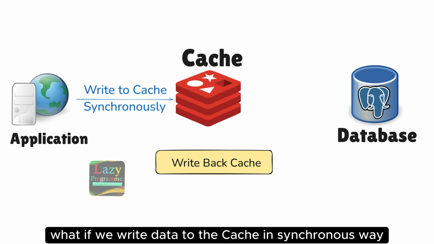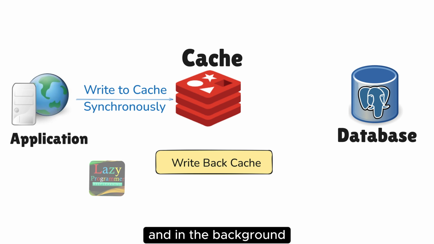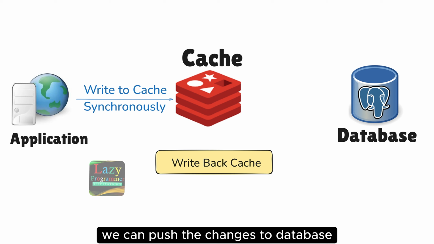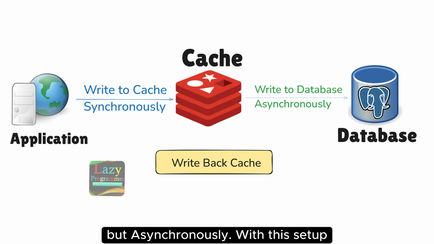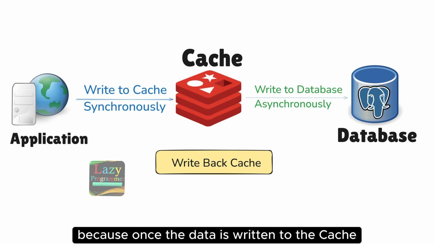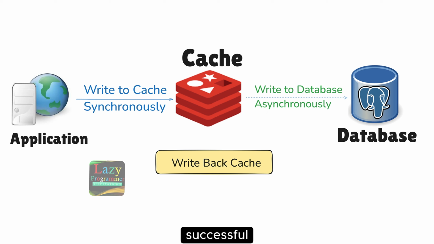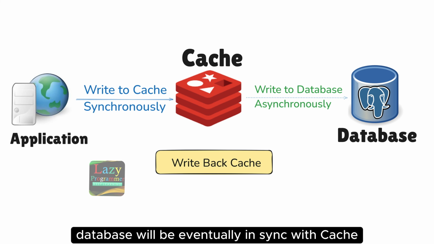What if we write data to the cache in a synchronous way and return the control back to the application? And in the background, we can push the changes to the database, but asynchronously. With this setup, we can not only enjoy the benefits of reduced read latency, but also the write operations are optimized, because once the data is written to the cache, it will mark the write operation successful. The database will eventually be in sync with the cache.